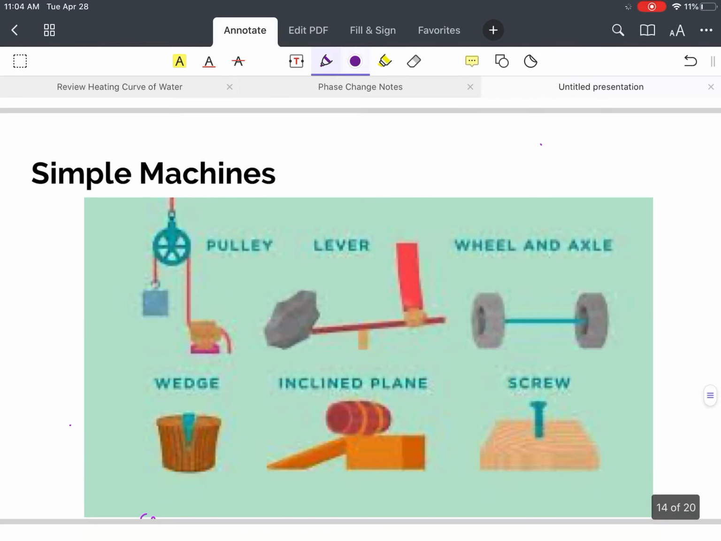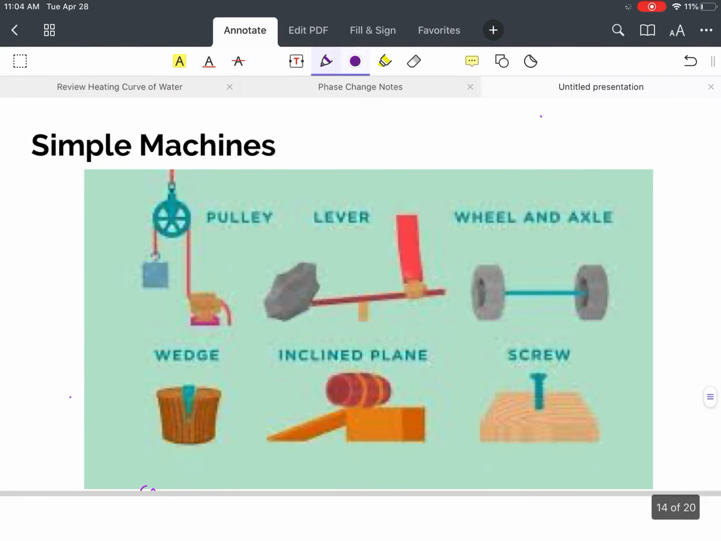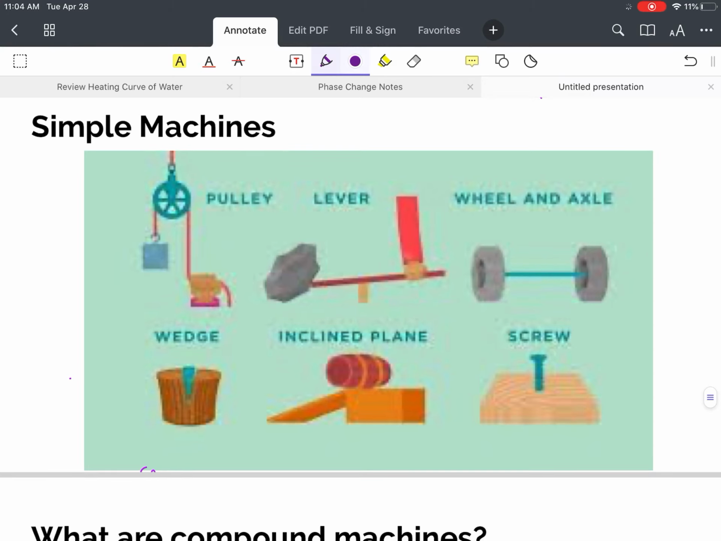So these are some simple machines here that you've probably already learned about a lot of these, like a pulley, right? We know what a pulley is. It makes it easier to lift things. A wheel and axle, that's anything that has wheels. Cars, right? Wagons, carts. That moving cart that he was using for the boxes.